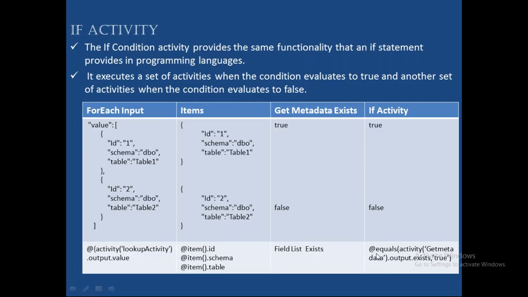How? Because I'm going to check a condition like this: at the rate equals activity of get metadata dot output dot exist. Whether this exists, it is true or false. Here it is true. This is also true. The overall condition is true. Now this is false, this is false. Activity of get metadata dot output dot exist, this is false. You have a true here. False, true, is it equal? No. Overall condition is false. So here the result of the if activity is false.